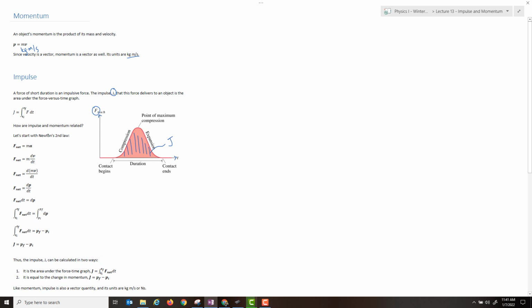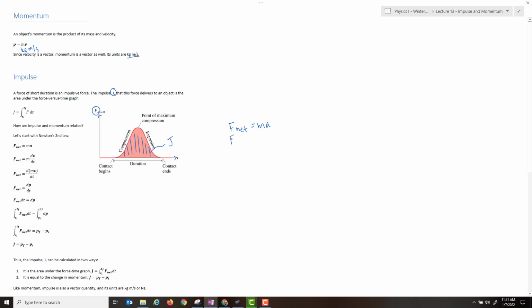All right, so how are impulse and momentum related to each other? We're going to start off with Newton's second law. I'm going to write this all out on the side here. So we have F net equals ma. How are we going to relate this? We're going to change this equation so it eventually relates momentum to impulse.